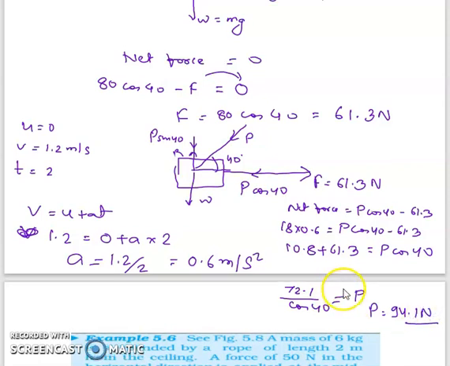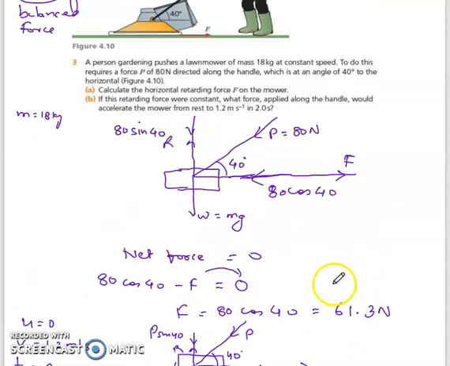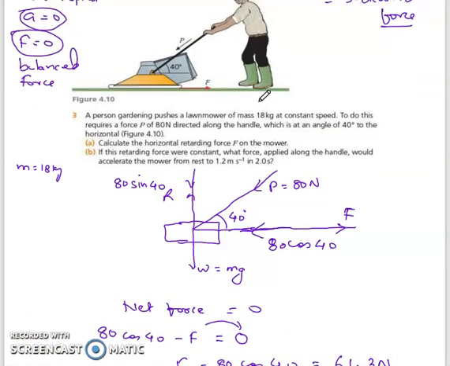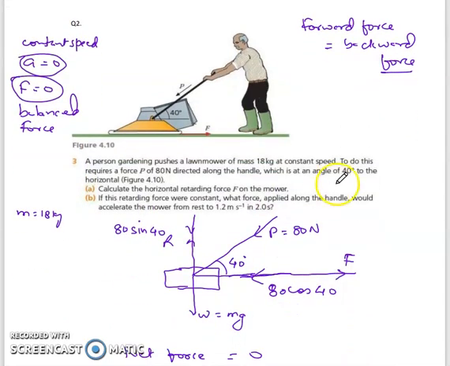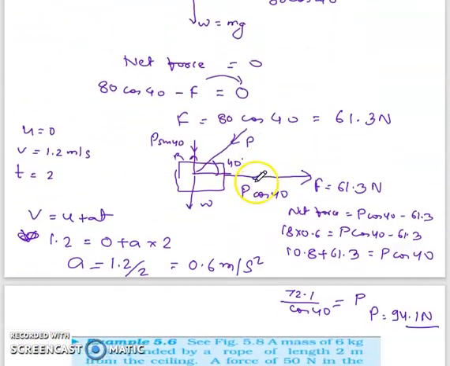So this is the force we will apply in order to make the constant force, and it will accelerate from 0 to 1.2 meter per second in 2 seconds. So this is how we solve these questions. I hope you find it easy, and in case of any doubt with any of the steps, you can reach out to us by comment.